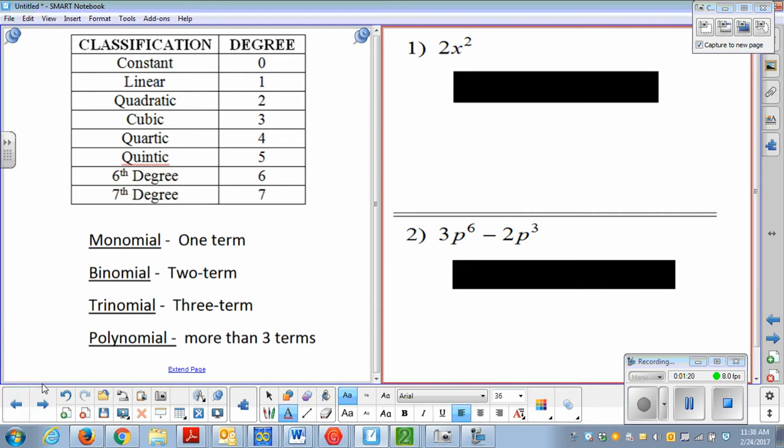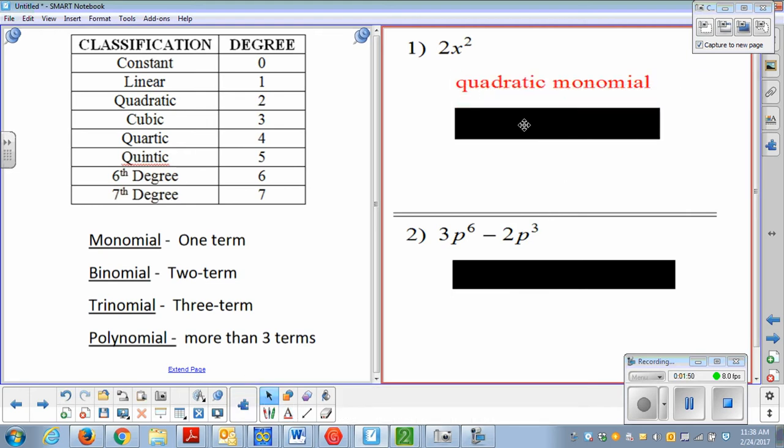Okay, so for our first example here, we have this expression that only has 1 term. But before we get into the terms, let's talk about the degrees. Its highest degree is 2, so that is quadratic. So our first name is going to be quadratic. And again, it only has 1 term, so it's a quadratic monomial.